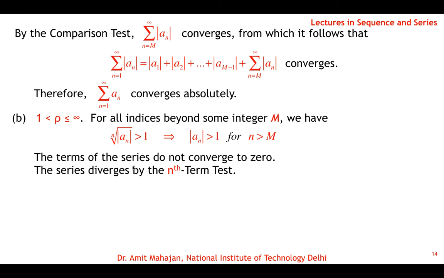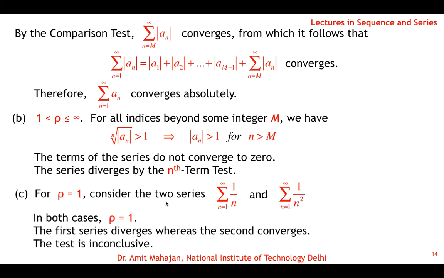For the third case, again we take the same two examples, the series of 1 by n and the series of 1 by n square. If you check the limit of the nth root on these two, then again you will find that the limit value is 1, that means rho is 1. But we know that this is a divergent series and this is a convergent series. So again for rho equal to 1, this test is inconclusive. So this is the root test.